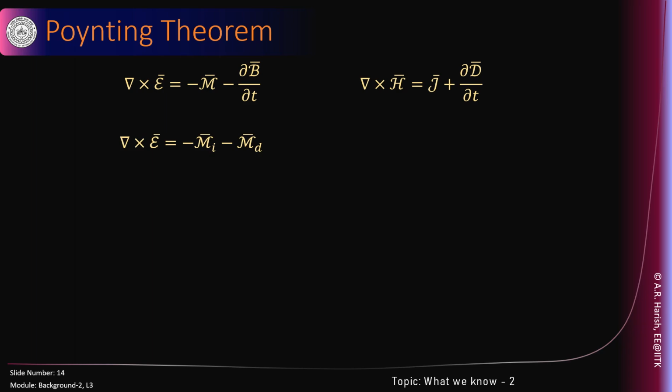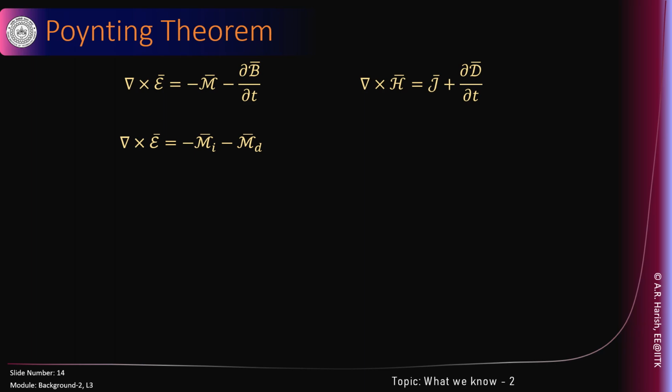define two quantities, Mi and Md. I refers to impressed. That means this is a source, an actual source. We still don't know the composition of this actual source. We'll keep it as Mi until we come to a stage where we understand the meaning of Mi itself. Md is equal to del B by del t.